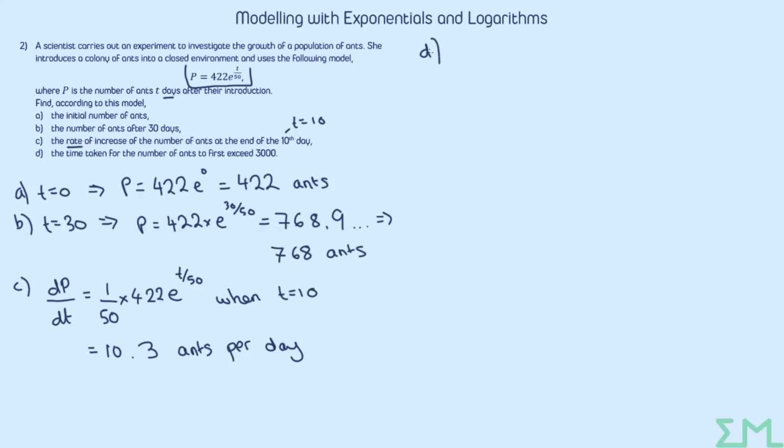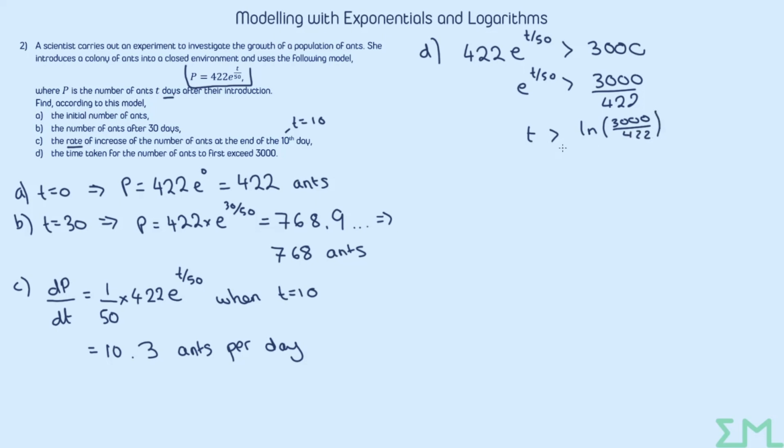Part D, time taken for the number of ants to first exceed 3,000. So we're going back to the original equation, 422 e to the t over 50, and we are exceeding 3,000. Okay, so we need to divide by the 422, and then we will be taking ln of both sides, so it's going to be ln of 3,000 over 422, and then we're going to be multiplying up by the 50, because this would be t over 50.